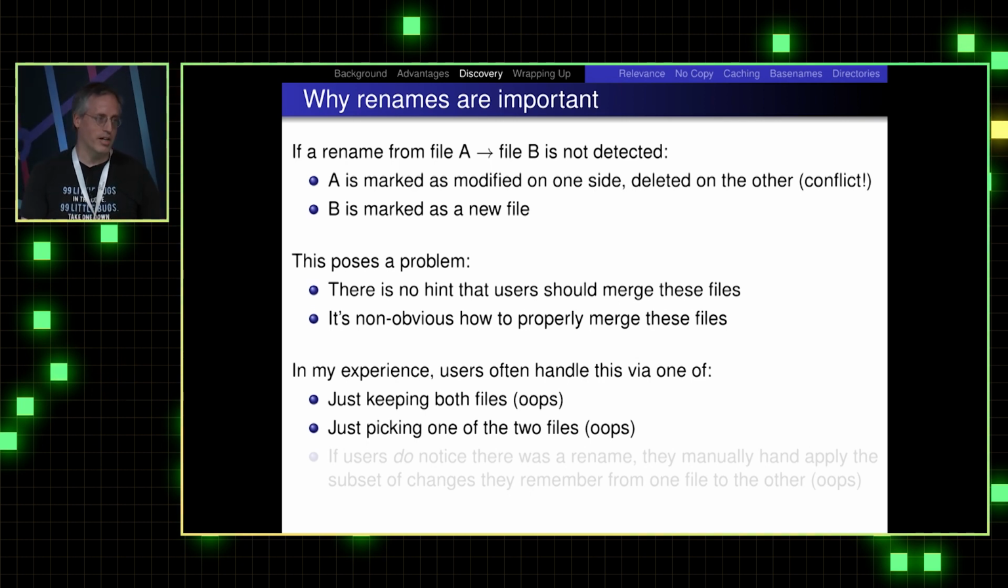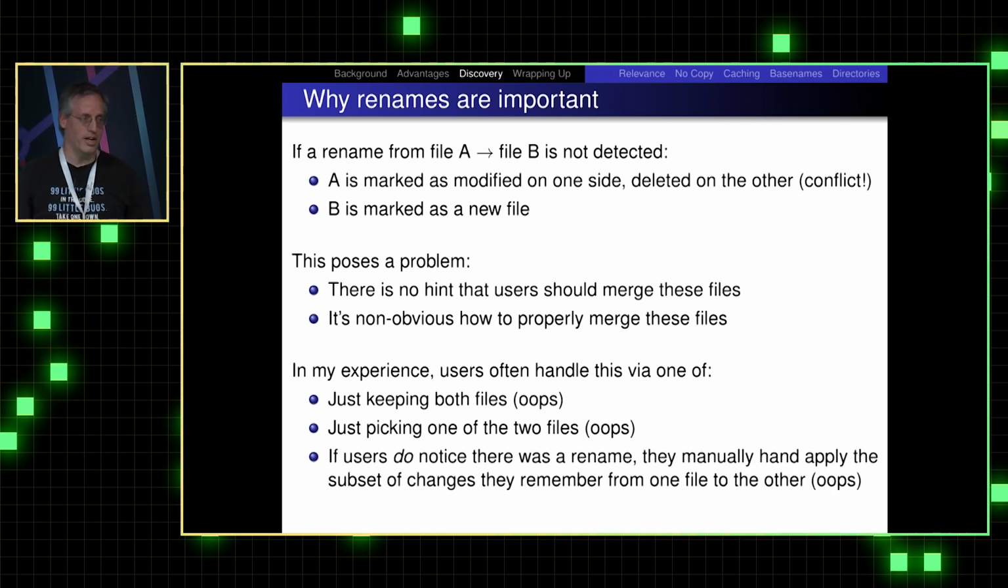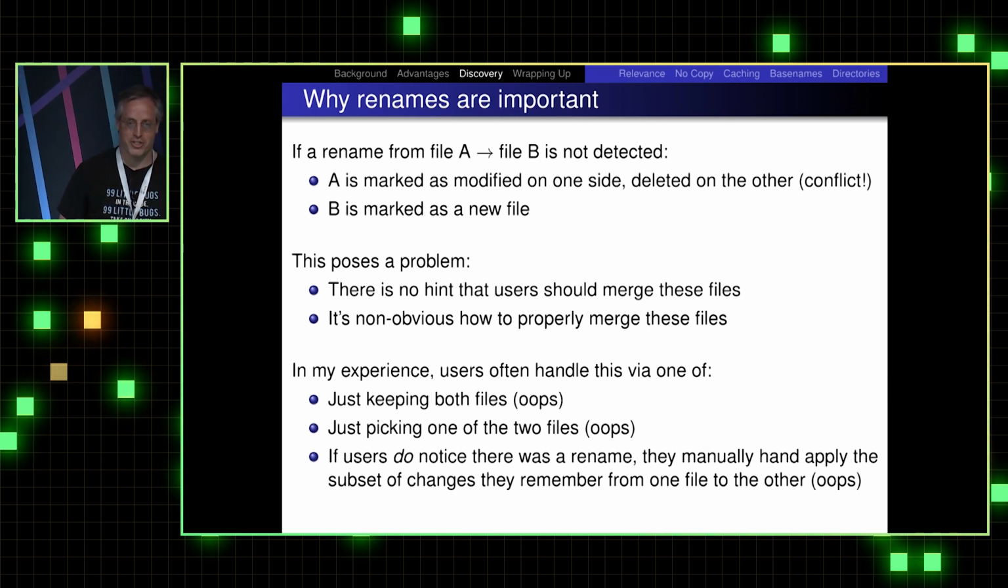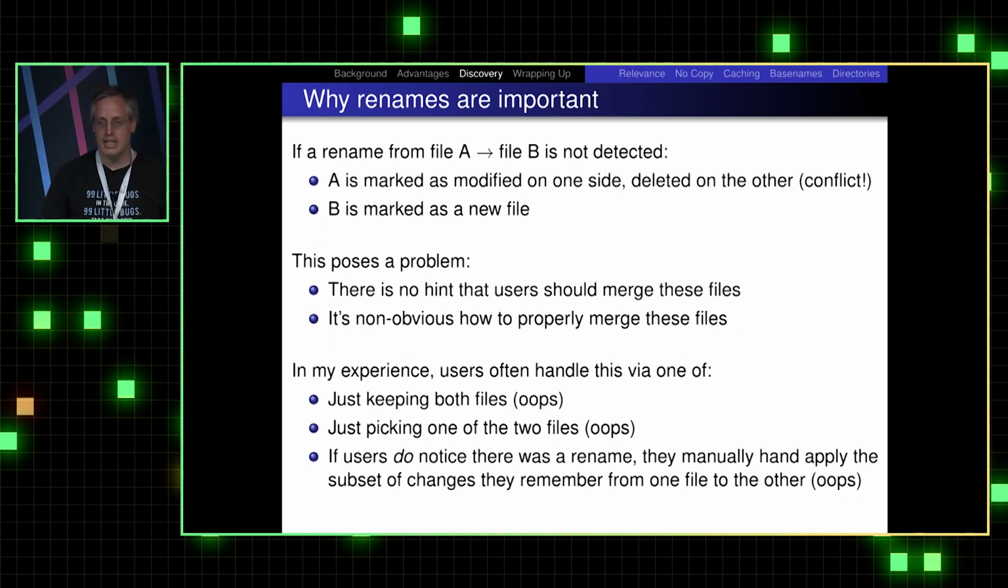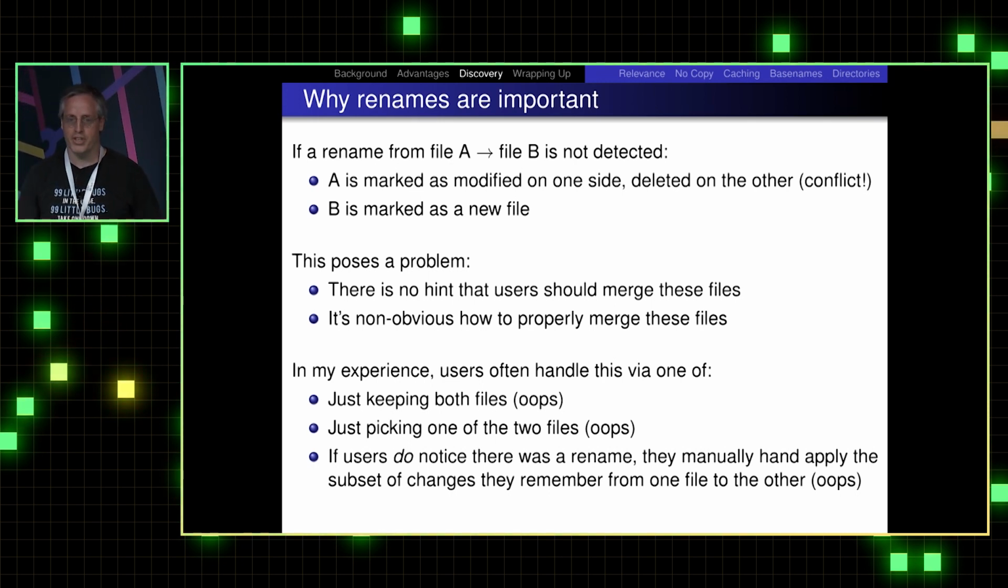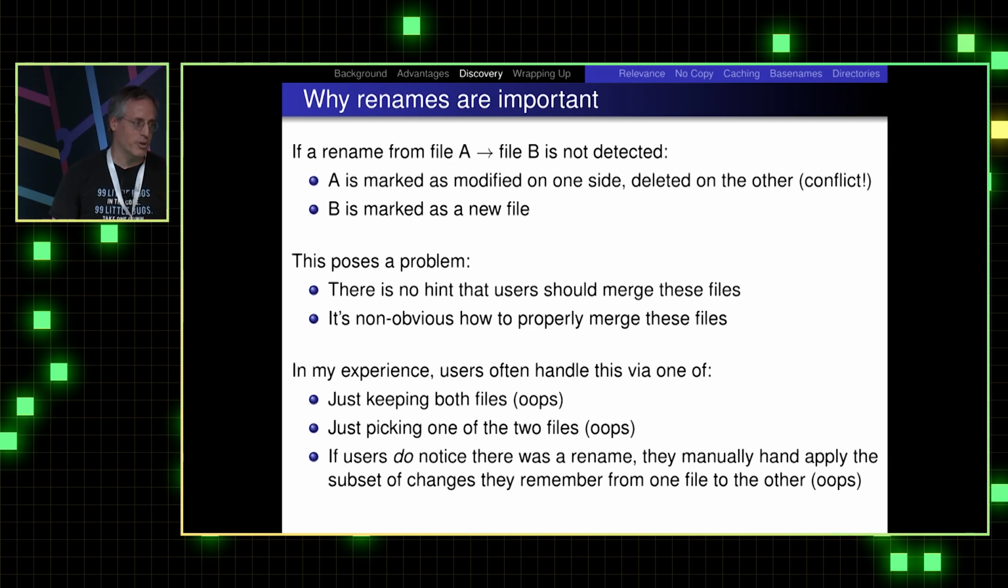And every once in a while, users do notice that there was a rename. They manually hand apply the parts of the changes they remember, forget the changes that their coworker made to the file on the other side of history, and then include that. But in any case, they often miss things. And this might not be a really big issue if you've only got one or two renames, but if you've got a repository that's dealing with hundreds or tens of thousands of renames, it can really start biting.